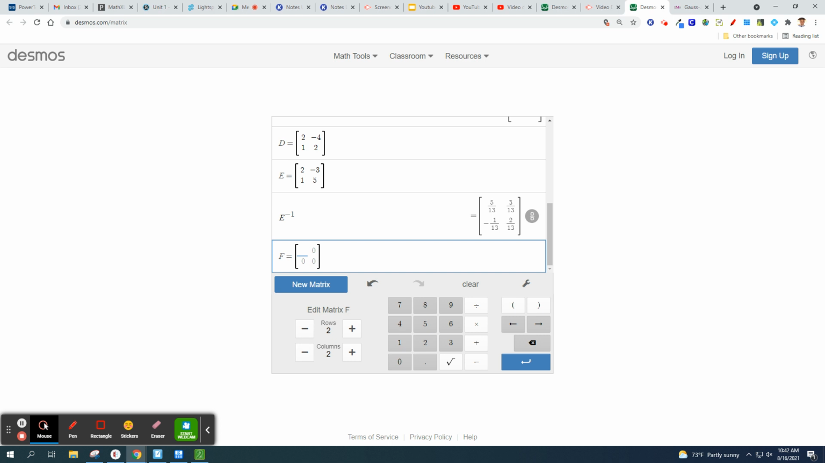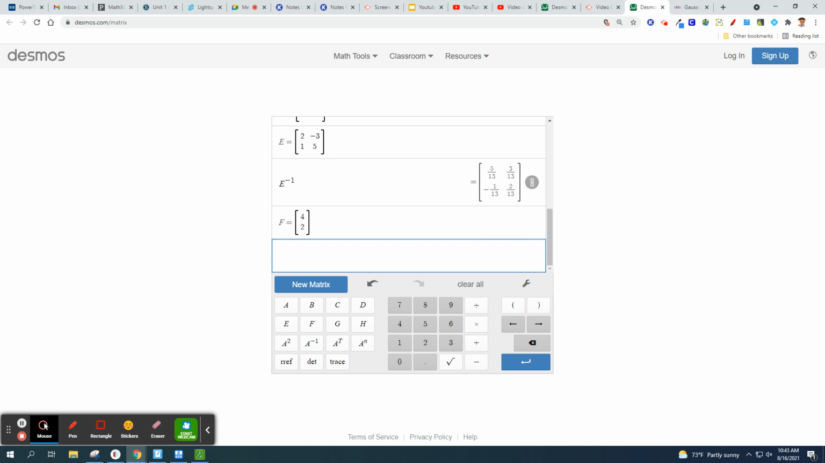Let's do a new matrix, and let's call it a 2 by 1. The matrix of constants was 4, 2, right? Literally, all I have to do to find my answer is take the inverse of the first matrix times that matrix right there. That's it. 2, 0. Got it. X is 2, Y is 0.